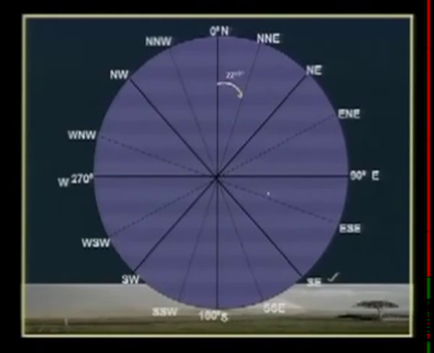What degrees will represent the north direction? Essentially, I should divide this part in half and divide this part in half. So let's do that. I have bisected this angle between north and north-northeast, and I also bisected the angle between north and north-northwest. So if I measure this angle, how much would that be?